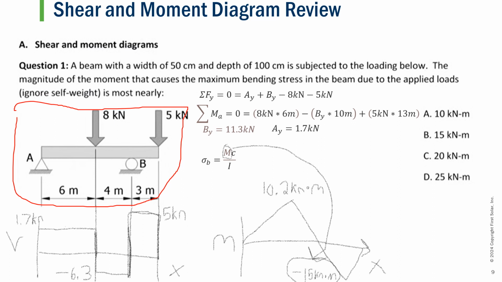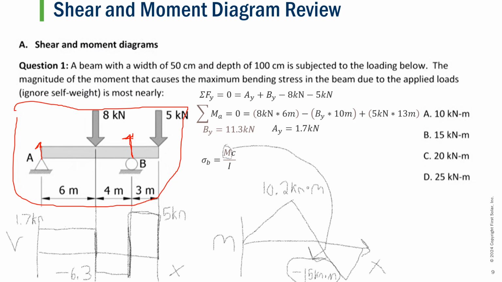So how we would begin something like this is to find the reactions at AY and BY. So we know that our sum of forces in the y is equal to 0, which looking at this will be AY plus BY minus 8 kilonewtons minus 5 kilonewtons. But we have two unknowns and only one equation. Here we would take the moment at A to get our force BY solved by itself.